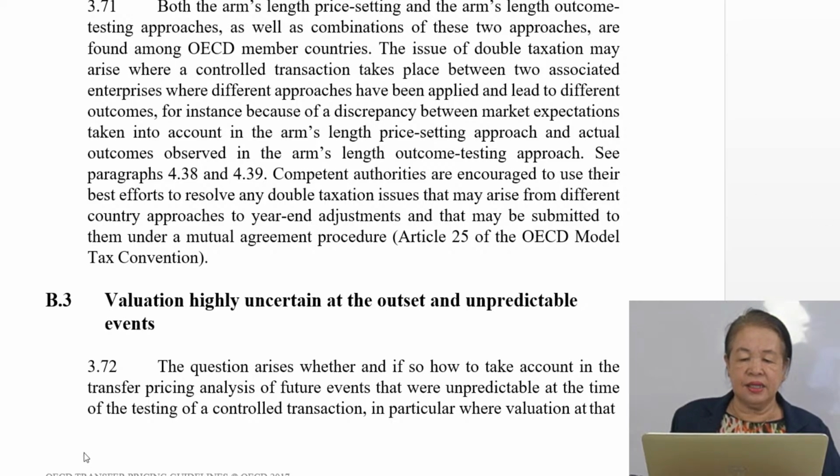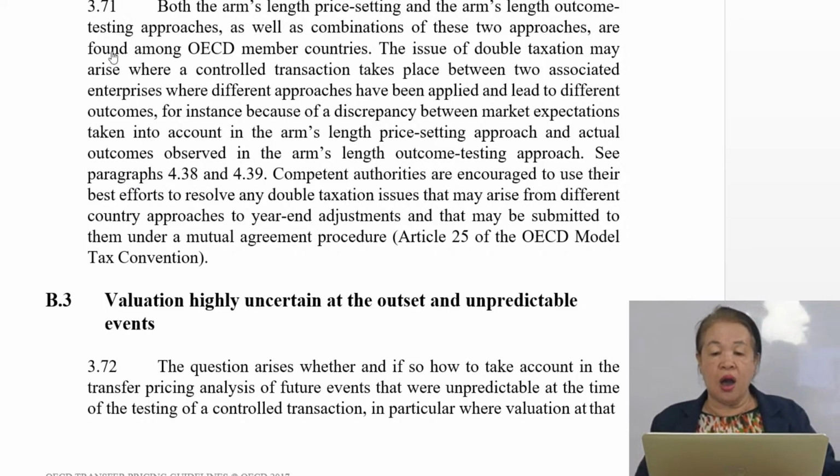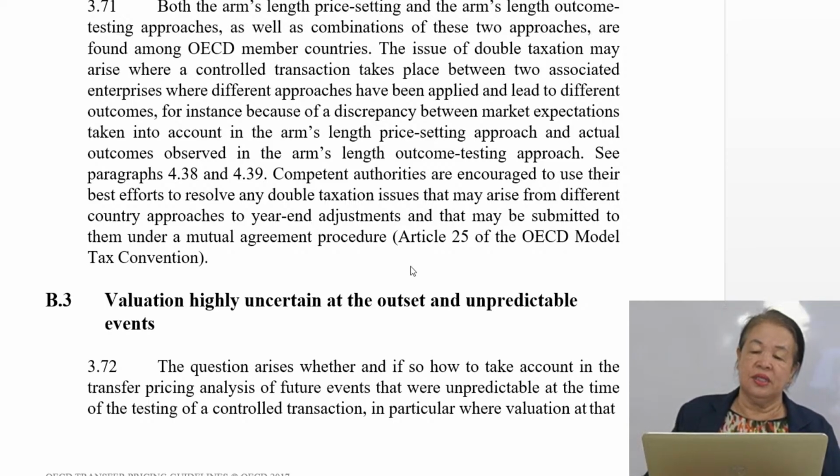Valuation highly uncertain at the outset and unpredictable events. The question arises whether, and if so, how to take account in the transfer pricing analysis of future events that were unpredictable at the time of the testing of a controlled transaction. So in particular, where valuation at that time was highly uncertain. So highly uncertain, so you don't know at the time that you make the transfer pricing analysis.